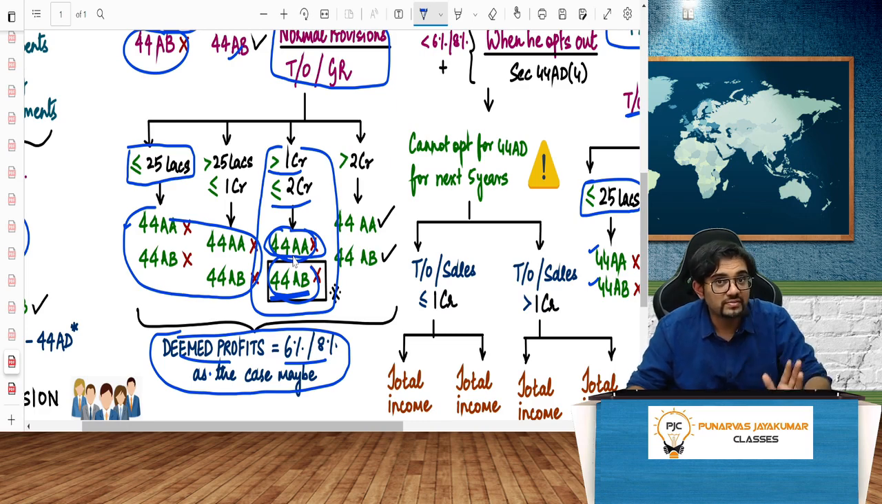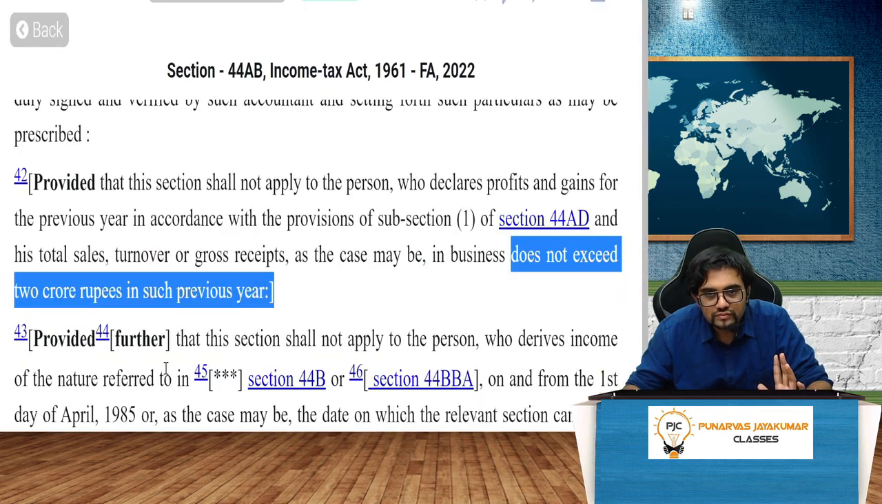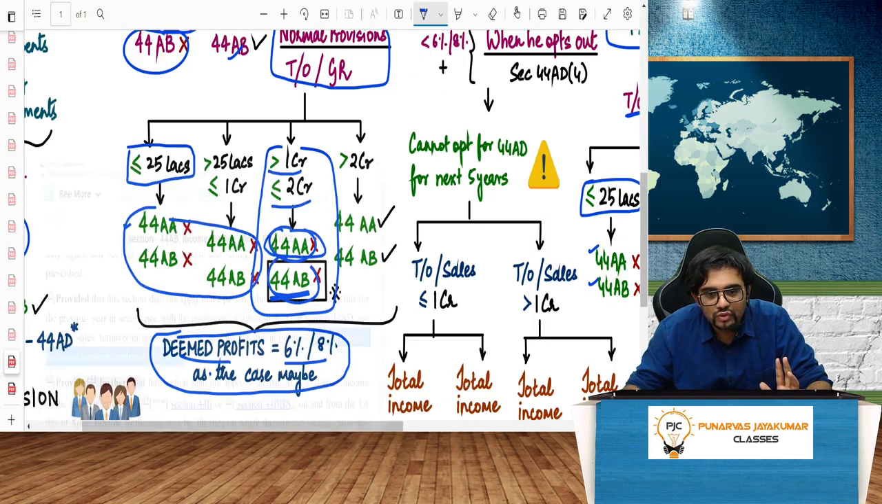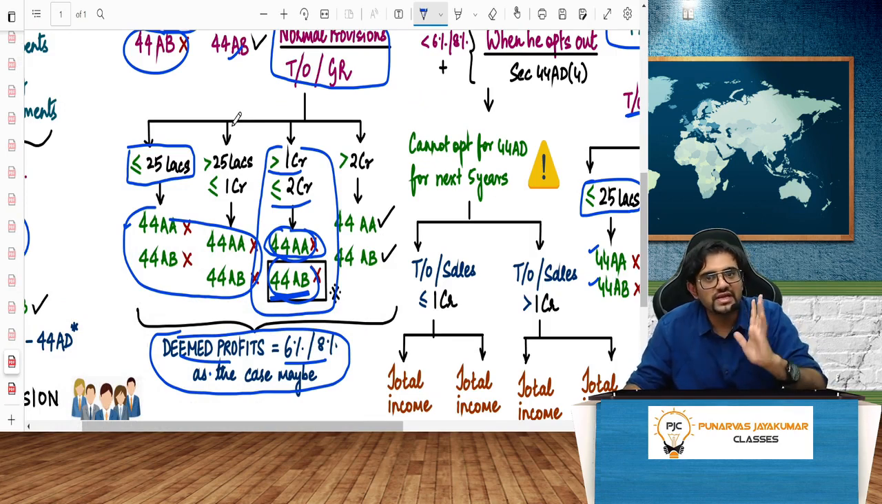But here it is different. Please do not get confused. I am reading the Bare Act for you, right? As I told you, it took 2-3 hours to analyze everything and make this chart. Just stick to the chart. I'm explaining the chart. That's all.